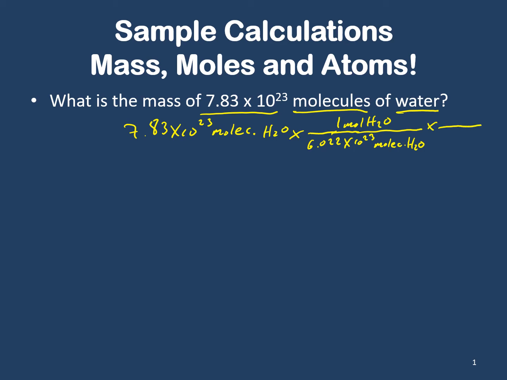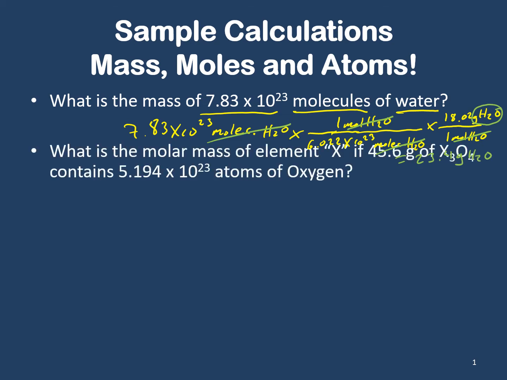Then we have to use the molar mass of H2O. 1 mole of H2O is 18.02 grams of water. If we follow along at this point, molecules of water have canceled, moles of water have canceled, and we're left with grams of water, which is what we were asked for in the problem. This gives me approximately 23.4 grams of water. All right, so let's do one more. I'm just trying to erase that so that I can get some more room here.